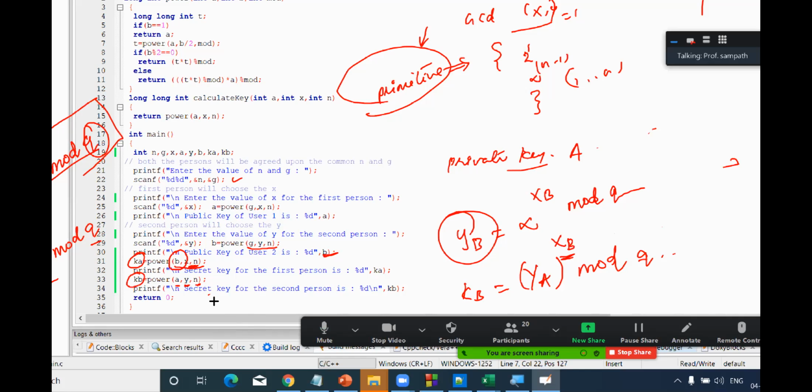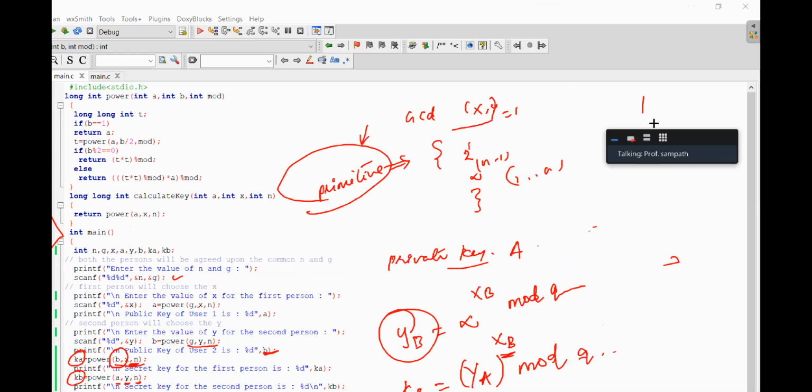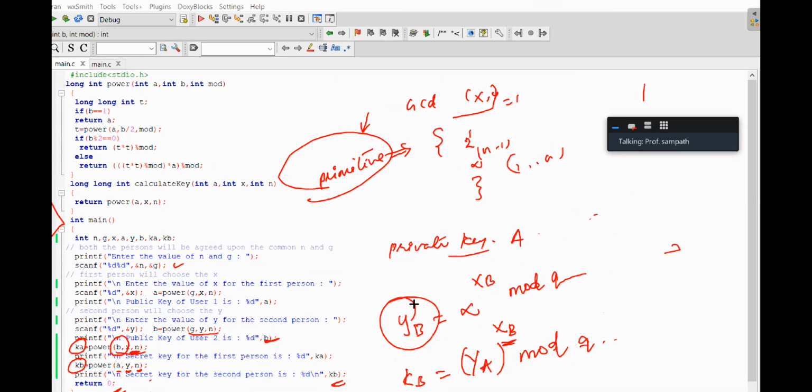And the key KB will be calculated, and then they can display the values. Finally, they can compare both the values, whether the values calculated are the same or not. Let me demonstrate the code, and then I'll explain how the coding part works and how the outputs are displayed. We'll get a clear idea.